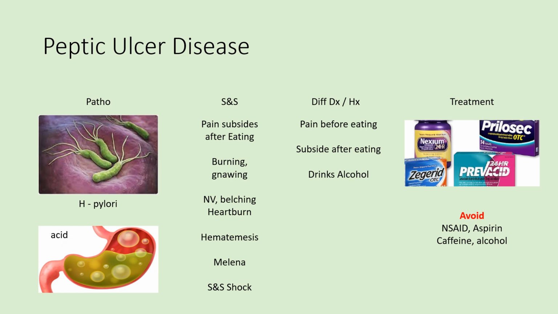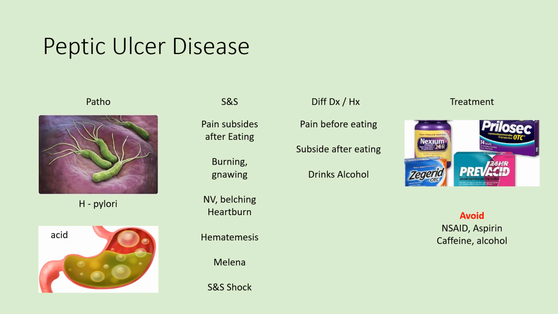Signs and symptoms: pain subsides after eating. If you do your OPQRST, they may say the pain is a burning or a gnawing in the stomach. They may complain of nausea and vomiting, burping a lot, or heartburn. Could have blood from the mouth, hematemesis, or from the butt, melena, and blood-tinged stool. If they've bled enough, you could have signs and symptoms of shock: pale, cool, and diaphoretic.